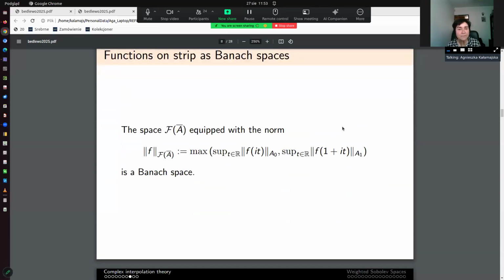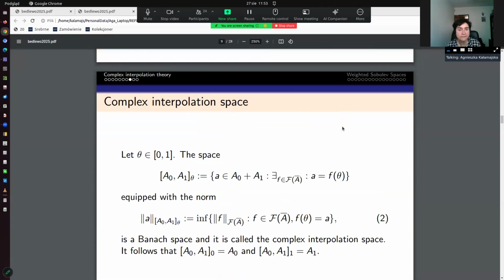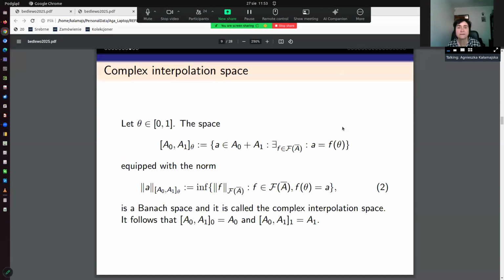So we have now the norm. So we have an object, functions defined on the strip. Then what is our final most important object? The complex interpolation space. I take theta, which is between 0 and 1, but most important is not 0, not 1. I will tell you why.